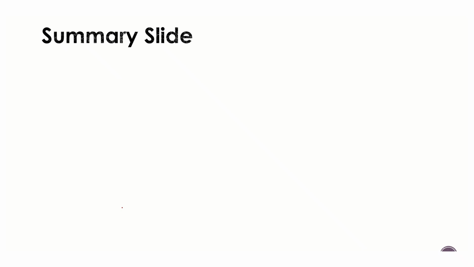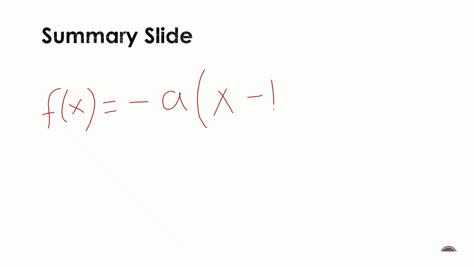So on this summary slide, what I'm going to do is kind of recap everything that we just did. How are we doing on time? 24 minutes. Okay. So we got f of x, and I'm going to have an a. And this is kind of generic. These are all the things that could happen.